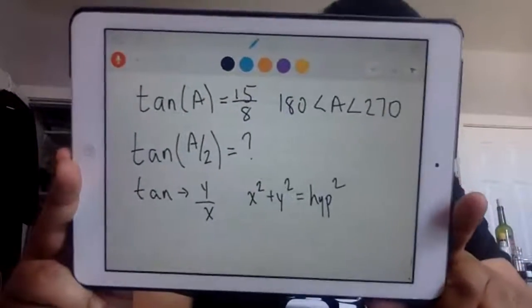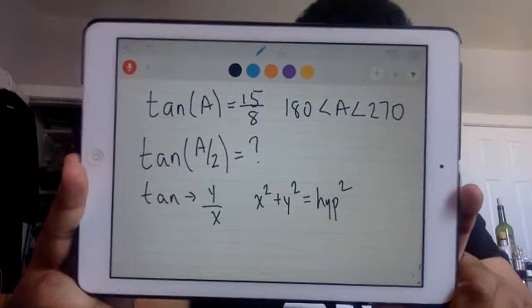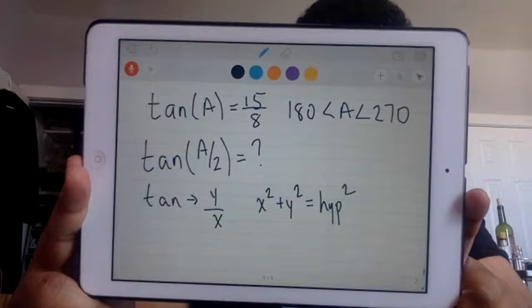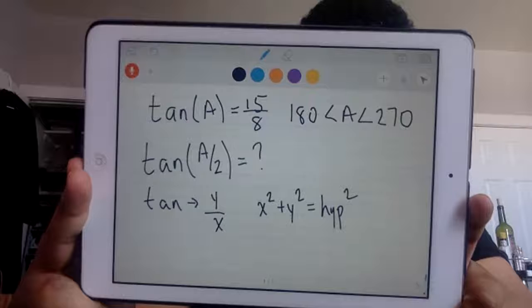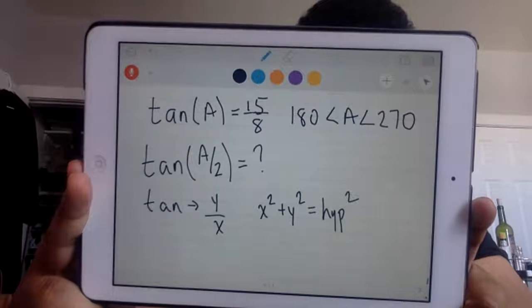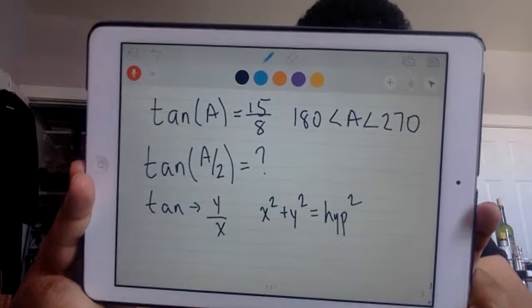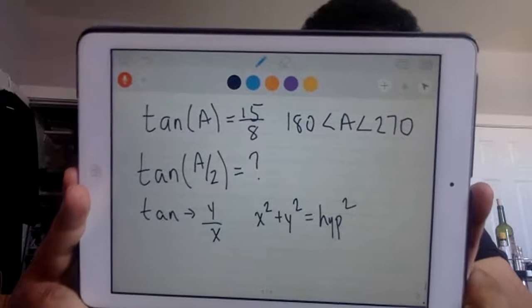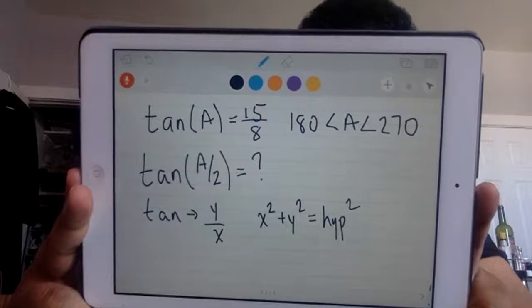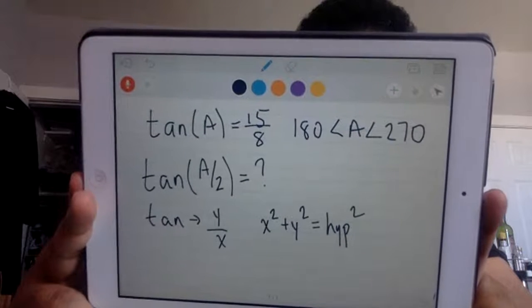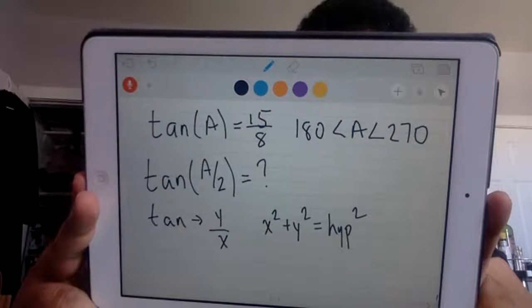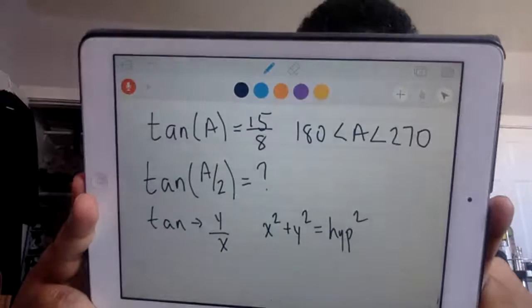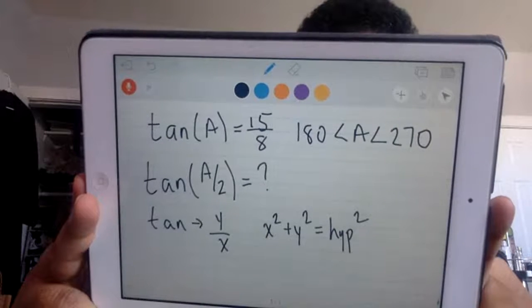Okay. It should be pretty straightforward to solve for the hypotenuse here. Remember that you're only using cosine of A to try to figure out your tan of A over 2. Pay attention to what quadrant you're in, though. A is between 180 and 270. So if you're finding the cosine of A, think about what that needs to be because you're in this quadrant.